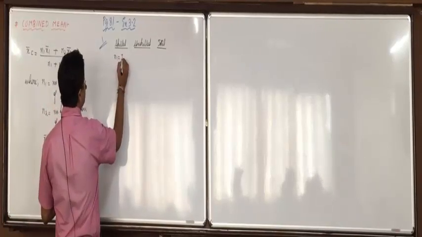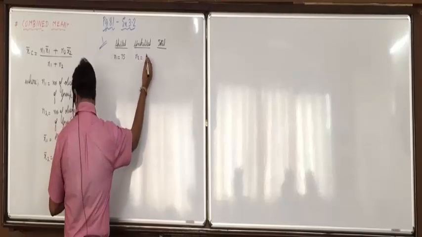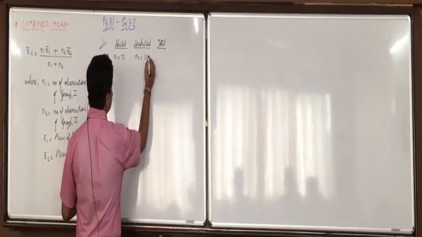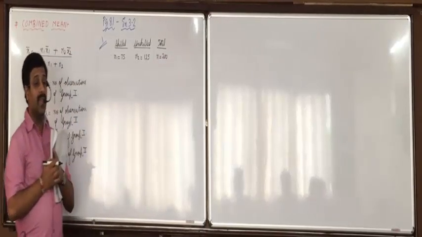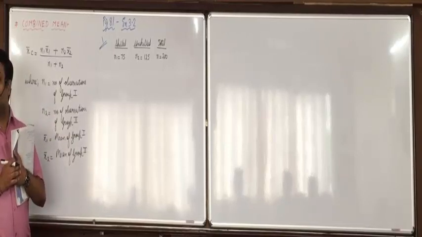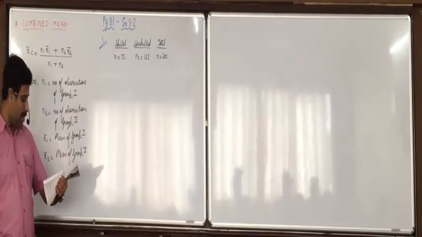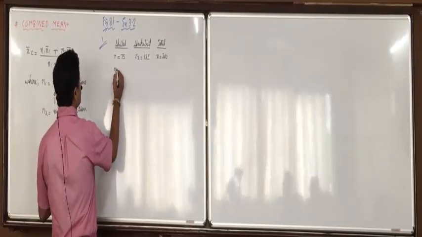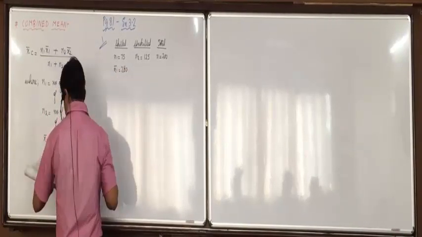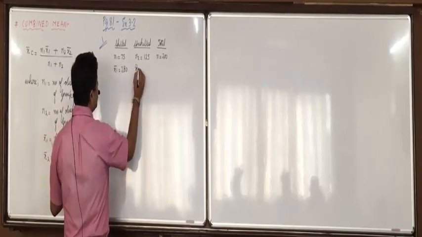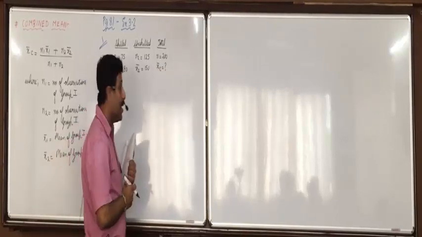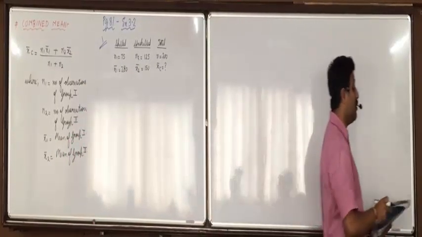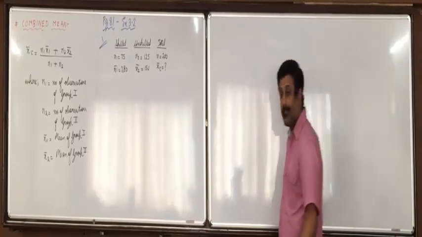75 skilled workers means N1 is 75. 125 unskilled workers means N2 is 125. And total N is 200. Okay, 75 plus 125. Did you understand this? Yes. Then mean of 75 skilled workers is 280, so X1 bar. 125 unskilled workers is 150, so X2 bar. And combined mean, X bar C, is what we have to find. Here don't do 280 plus 150, 430, for that we will have the formula. Is everyone clear with this?